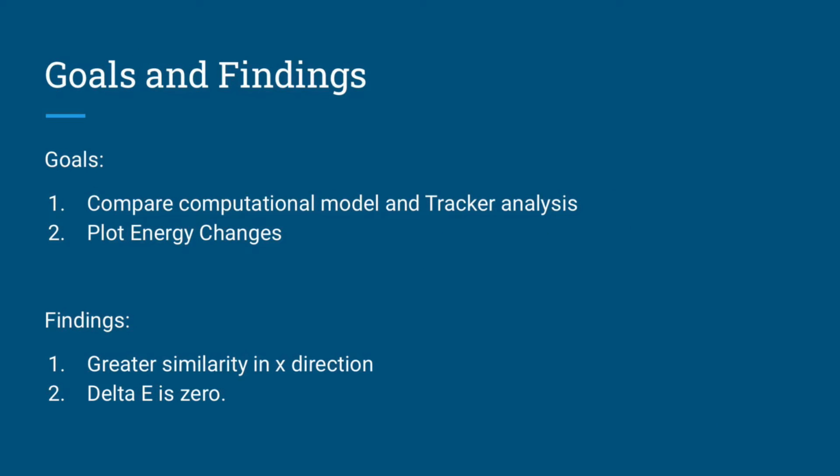The first goal of this experiment is to compare the predicted motion with the observed motion of a mass on a spring. The second goal is to plot the change in energies of the mass-spring-Earth system through time. The findings show similar positions between the predicted motion and observed motion over time, with a few deviations, and the total change in energies of the system is also zero throughout the observed time interval.